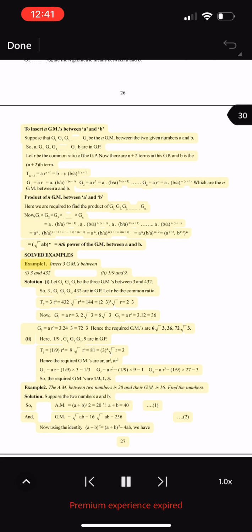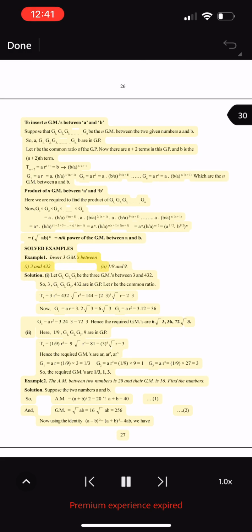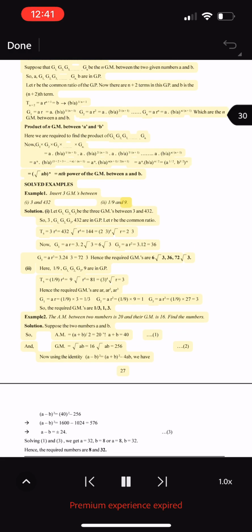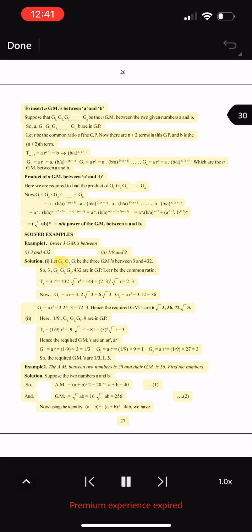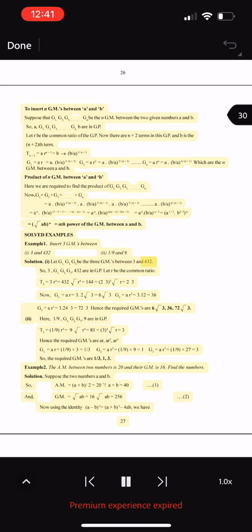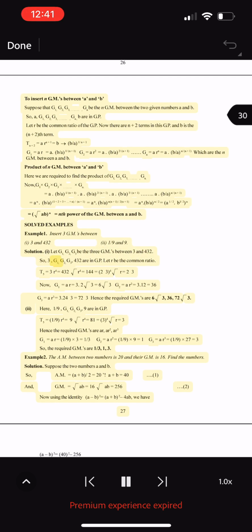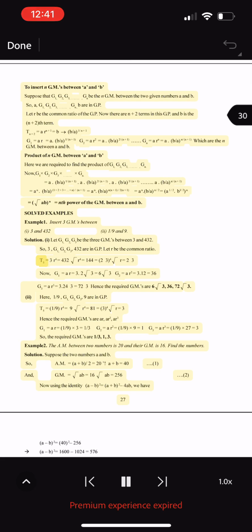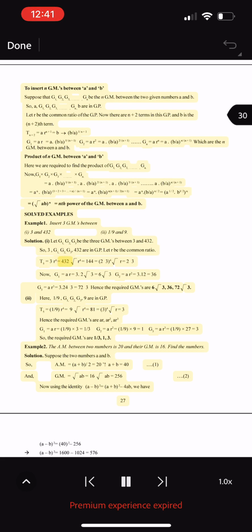Solved examples. Example 1. Insert 3 GMs between 3 and 432, and between 1/9 and 9. Solution. Let G1, G2, G3 be the 3 GMs between 3 and 432. So 3, G1, G2, G3, 432 are in GP. Let R be the common ratio. T5 equals 3 R4 equals 432, R4 equals 144, R equals 2 root 3.